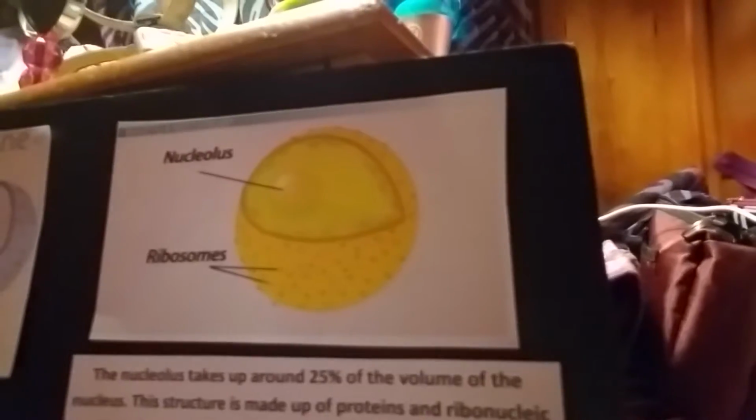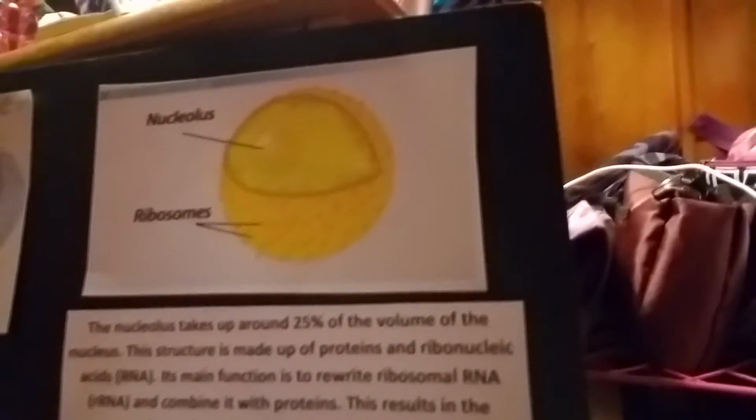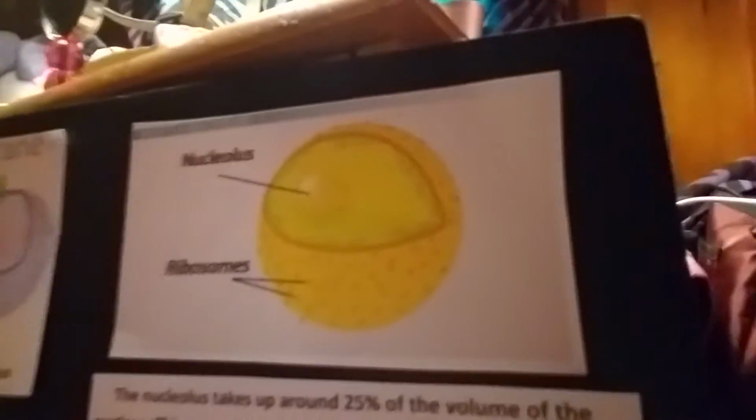This is the nucleolus. Look at it. Looks like a sun, but it isn't. Plot twist. The main function of the nucleolus is to... does something. Oh, the main function of the nucleolus is to rewrite RNA, or RNA to combine it with proteins. This results in the formation of incomplete ribosomes. Might as well complete it. Nucleolus, you need to complete your stuff.